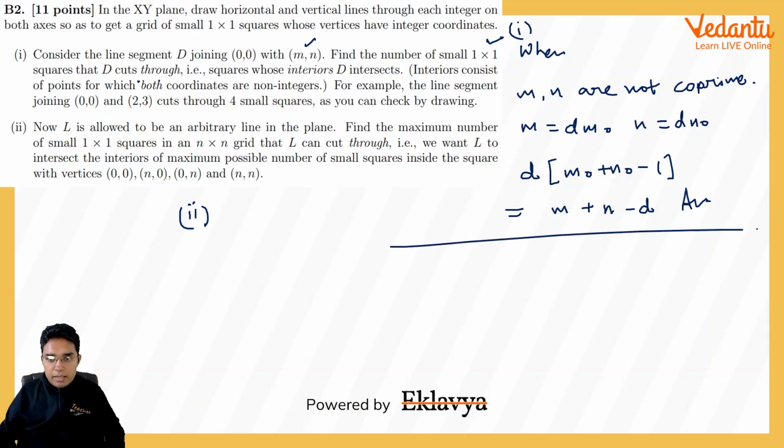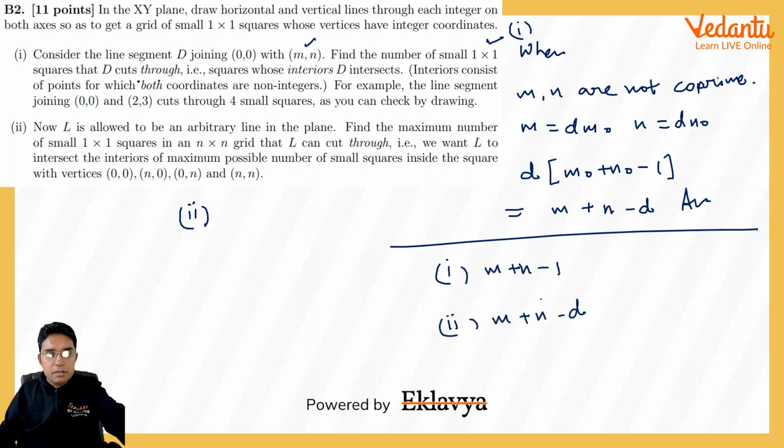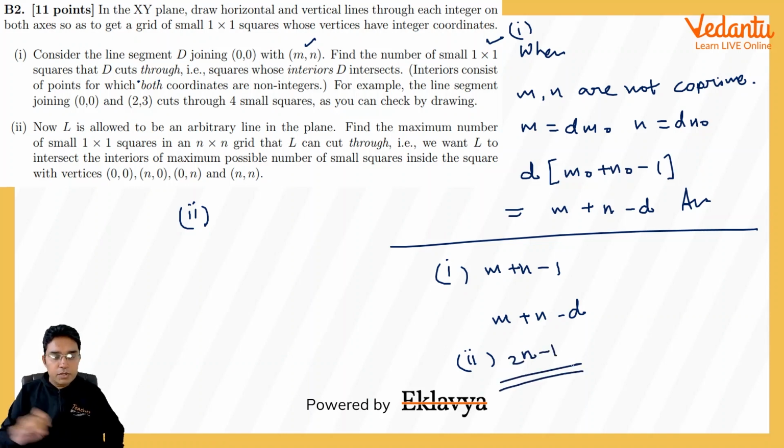Let me write the answers of all the parts separately. m plus n minus 1 is one answer, m plus n minus d is the other answer of the first part, and for the second part, it is 2n minus 1. So these are the answers. This was, I will say again, a good question. I think this question is something you might have seen in some previous year Olympiad also. So this concept could be a familiar concept to some of you. For those students this question could be easier, but not easy for those who are doing this question for the first time.